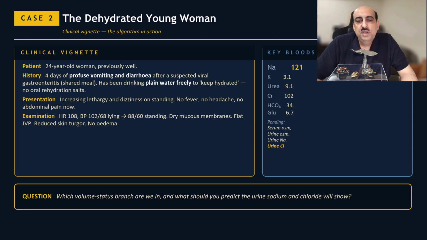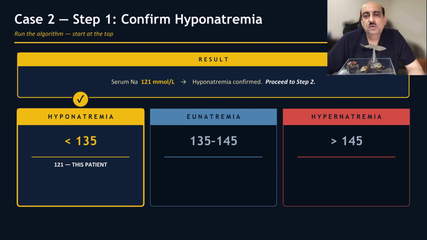Now, before we read the urine, you need to predict the answer. First of all, you need to establish which branch you are in. What do you expect from the urinary sodium and chloride? You need to hold this prediction. We'll discuss in the next 3 slides. So you can pause here, go back to the algorithm, work it up, and then we will move further.